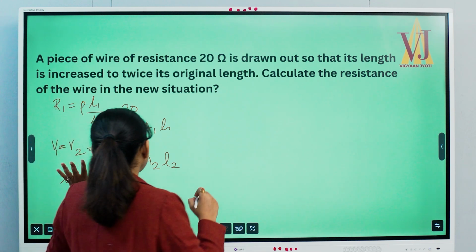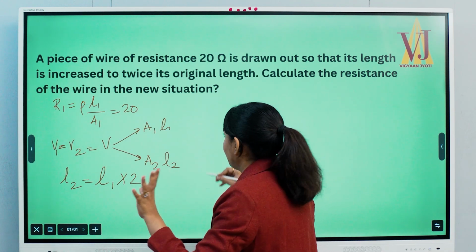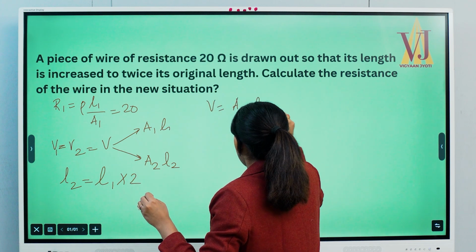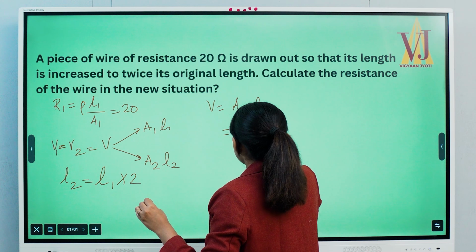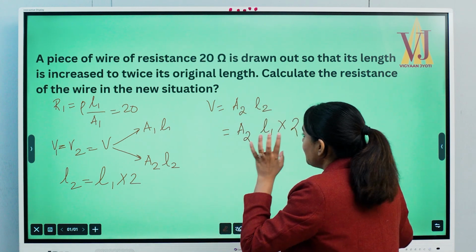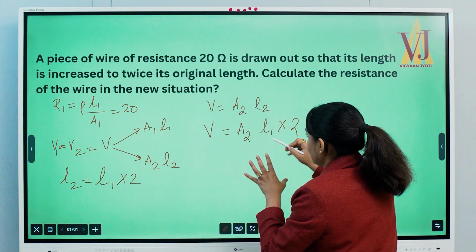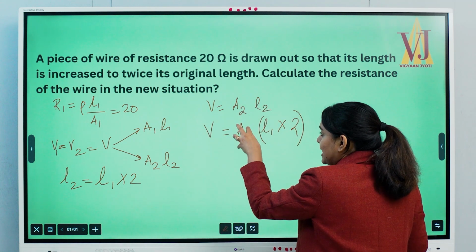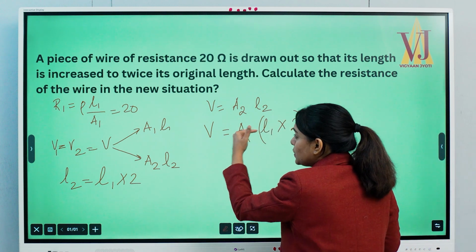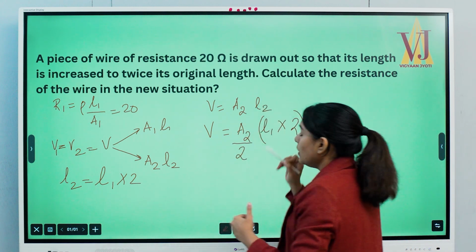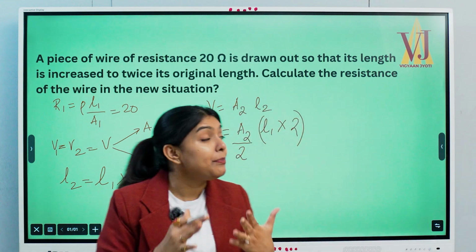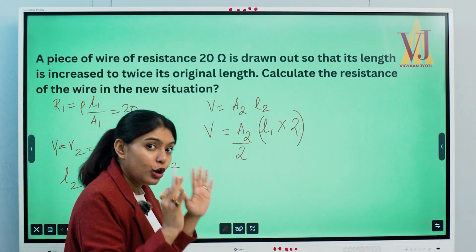Clear? Now see, after all we have to keep the volume the same. So if my L2 has changed to L1 into 2, here my V is fixed. So if I have taken a factor of 2 out from A2, that means we have to divide. Did you understand? Again I repeat, that means I have to keep my volume fixed.